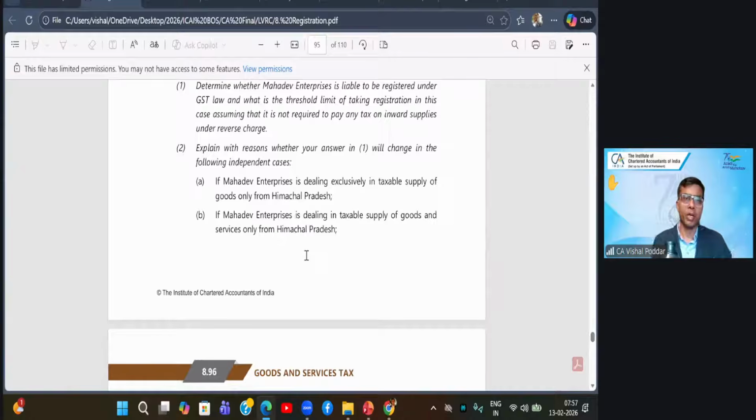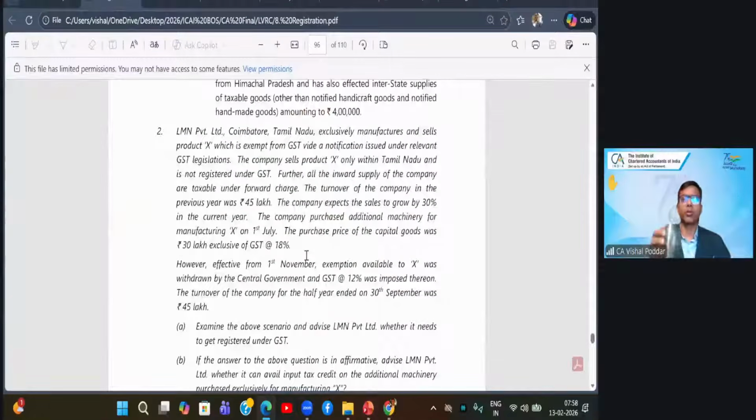Now how is it changing? It is changing your total turnover. Now your aggregate turnover is only 2250. Then also we are required to take the registration. Why? Because of goods and service, both they are supplying. That is why now your limit is reduced from 40 to 20 lakhs. And you have crossed 20 lakhs, so Himachal has to be registered. Correct, beta? Sure, sir. Understood? Doubt clear? Yes, sir. Sure, thank you. Chalo, next question.